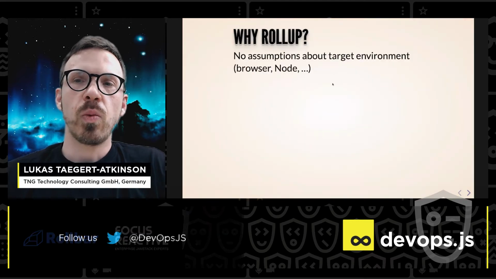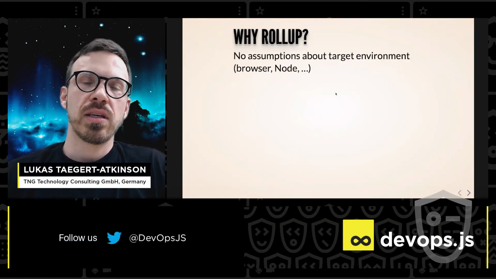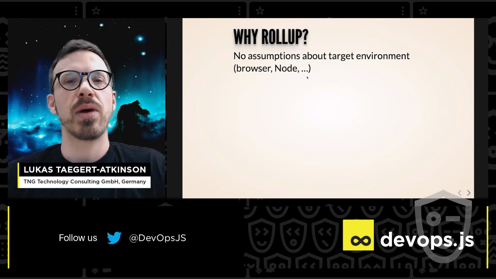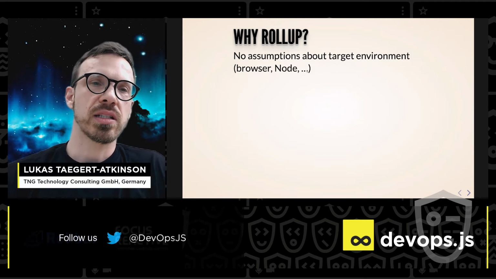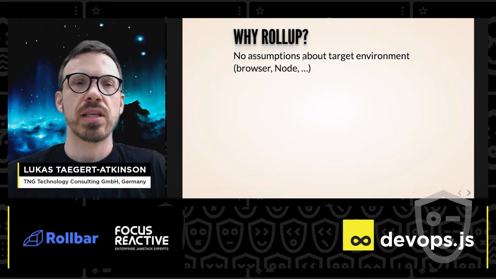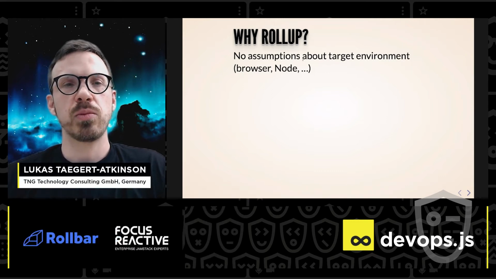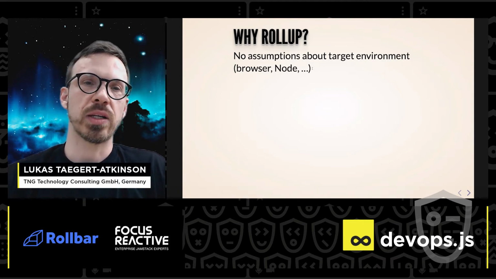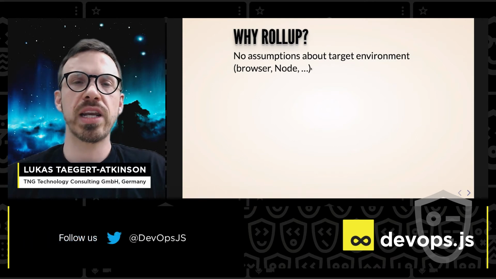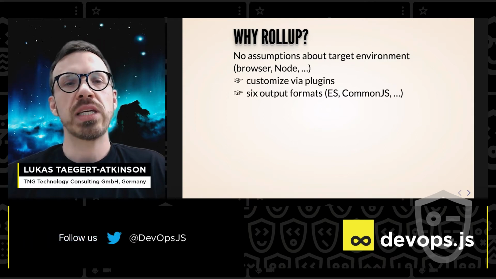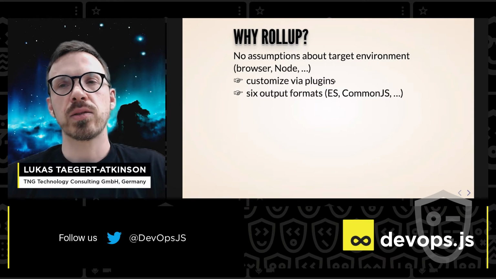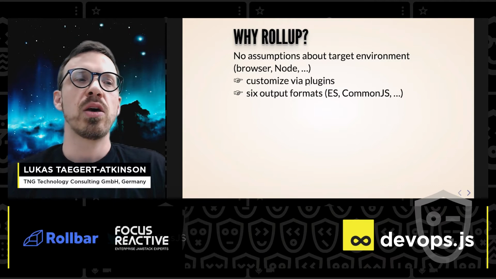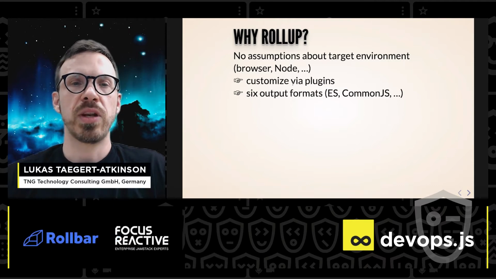So another question, why would you want to use Rollup for this? There are very good alternative choices. I'm not going to say they are bad because they aren't. What is special about Rollup is that Rollup is designed from the ground up to be agnostic to the target environment. So you can customize it in any way you like. You can build for the browser, for Node, for Deno, whatever you want. This also means that you usually need to add some plugins to customize it. By default, it works quite well for the browser, but you definitely need some plugins for Node.